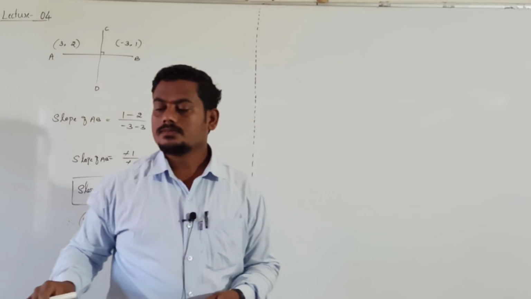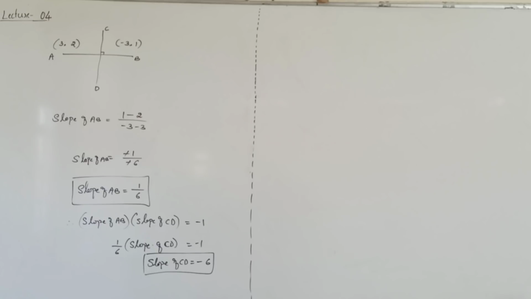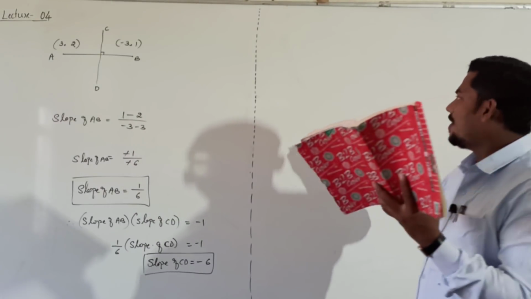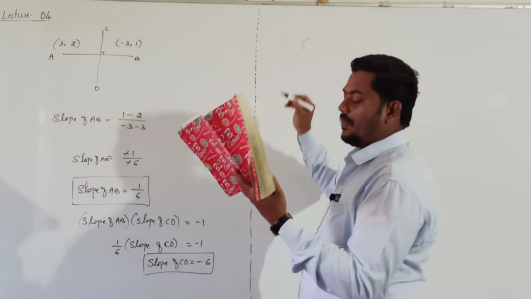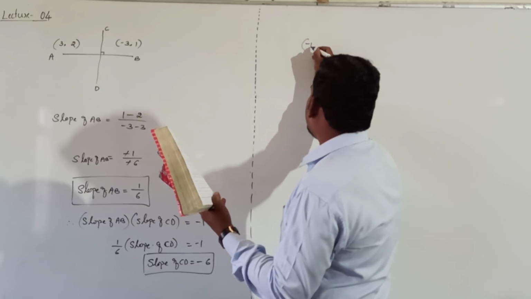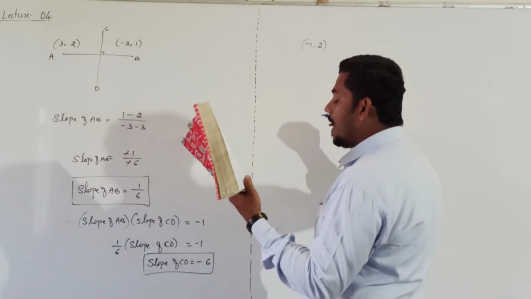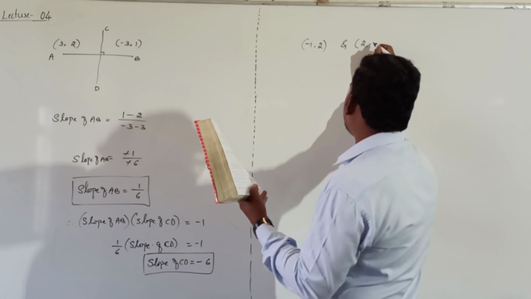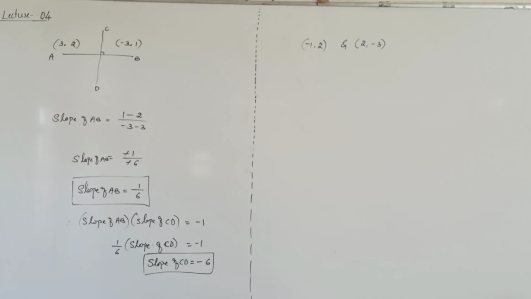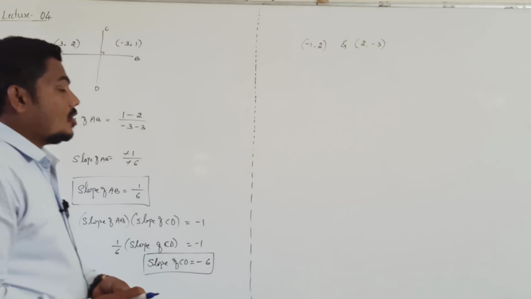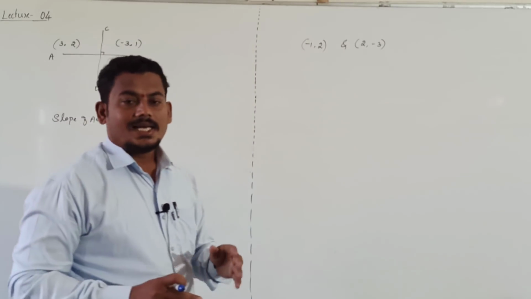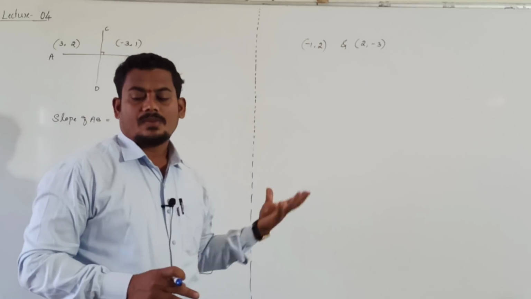Next problem. Find the slope of the line perpendicular to the line joining the points minus 1, 2 and 2, minus 3. Right? In this case, what have they given? Find the slope of the line which is perpendicular to the line joining these 2 points. It is exactly the same as the previous problem, right?